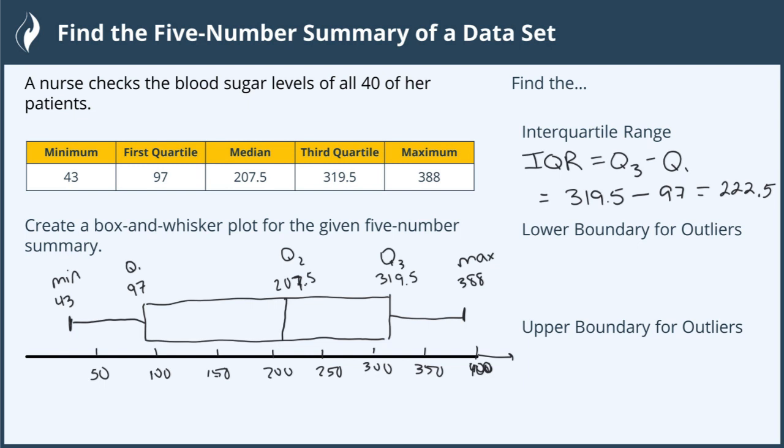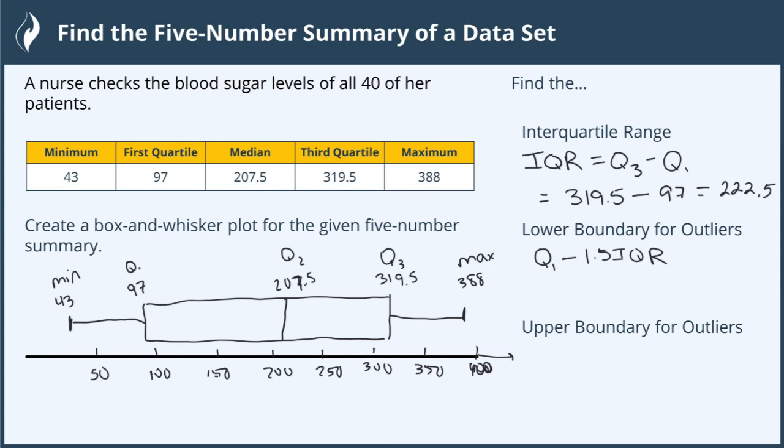And so you want to find the lower boundary for outliers, which is the lowest value that's not an outlier, and the upper boundary for outliers, which is the highest number that's not an outlier. So whatever I calculate here, anything below this number is considered an outlier. Whatever I calculate here, anything above that number is considered an outlier. So the way that you find the lower boundary for outliers is you're going to take your Q1 and you're going to subtract 1.5 times the IQR.